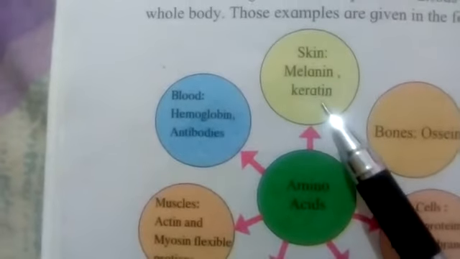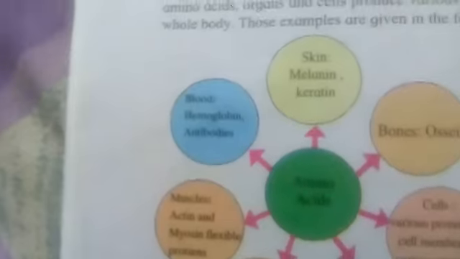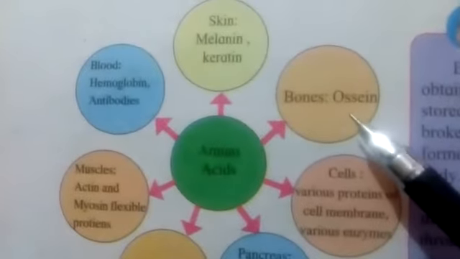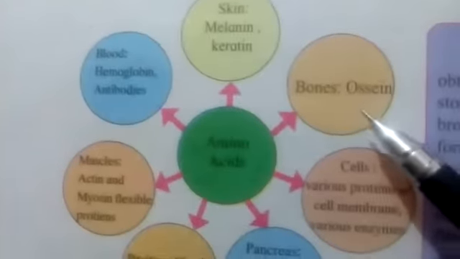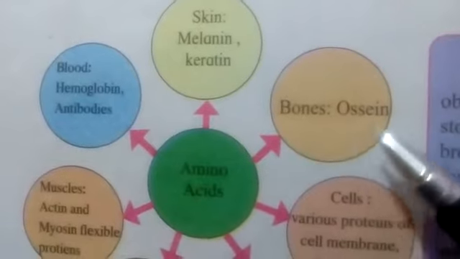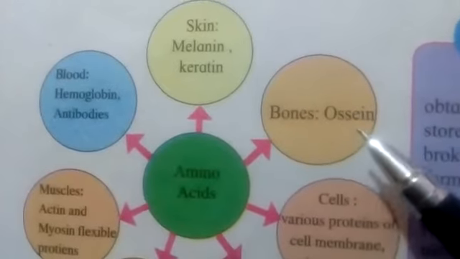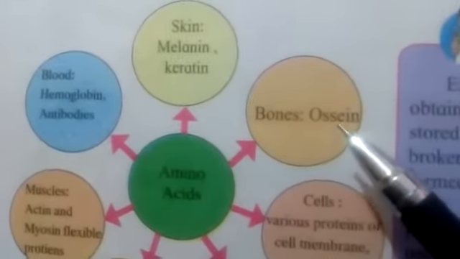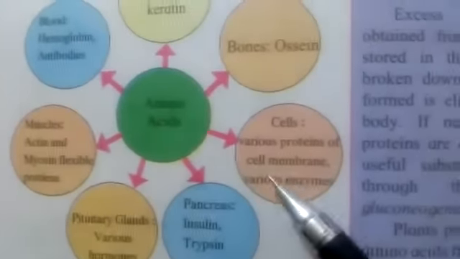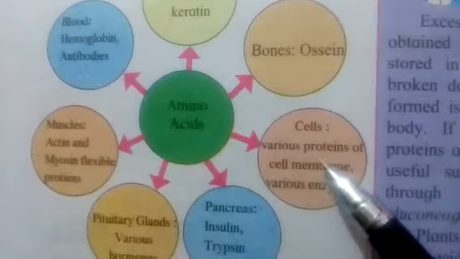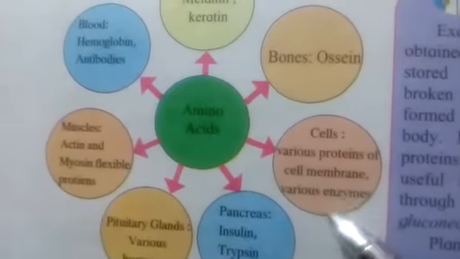Then keratin is another amino acid-based protein which is useful for our hair also. It is present in our nails and so on. And the next one is collagen. It is found in the bones. Collagen is also present in the gelatin which is prepared from the bones. Whenever the bones are dissolved into any soluble substance, that gelatin will be formed and it will consist of collagen. Then other cells may also contain amino acids in various proteins of the cell membrane, and various enzymes may contain amino acids.